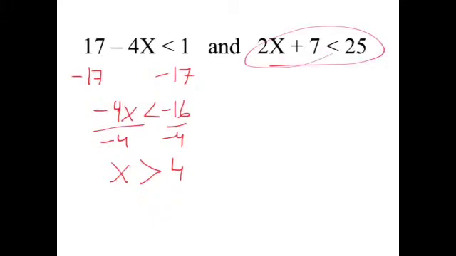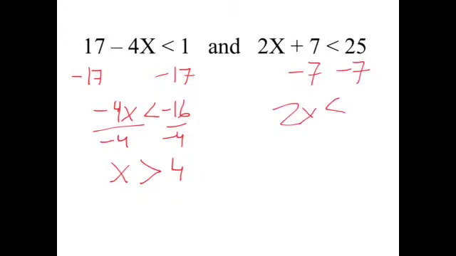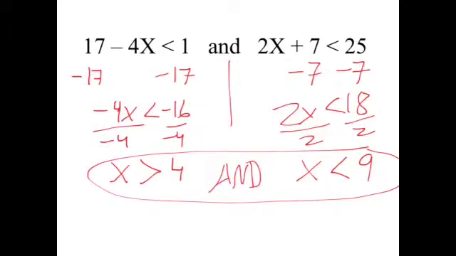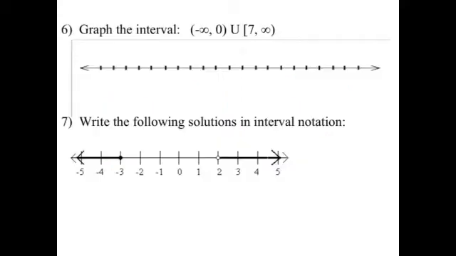And then on this next one here on the right, I'm going to subtract 7 from both sides to start out to get 2x less than 18. And then divide by 2 on both sides to get x less than 9. And I don't change the direction of my inequality because I didn't divide by a negative, so it's going to stay like that. I have x greater than 4 and x is less than 9. So make sure your "and" comes with it.